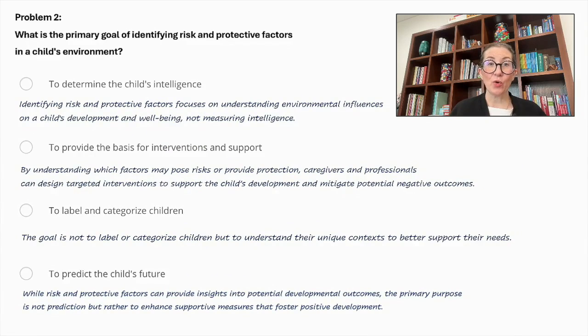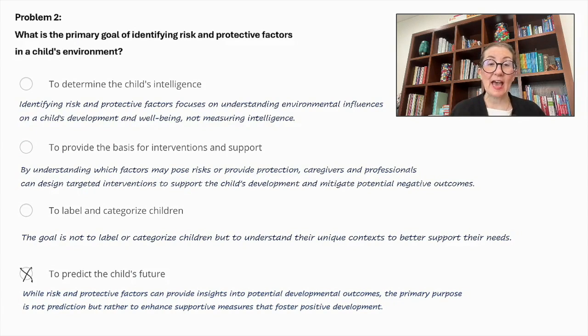What is the primary goal of identifying risk and protective factors in a child's environment? To determine the child's intelligence, to provide the basis for interventions and support, to label and categorize children, or to predict the child's future. Beginning there. While risk and protective factors can provide insights into potential developmental outcomes, the primary purpose is not prediction, but rather to enhance supportive measures that foster positive development. So we can cross that out.